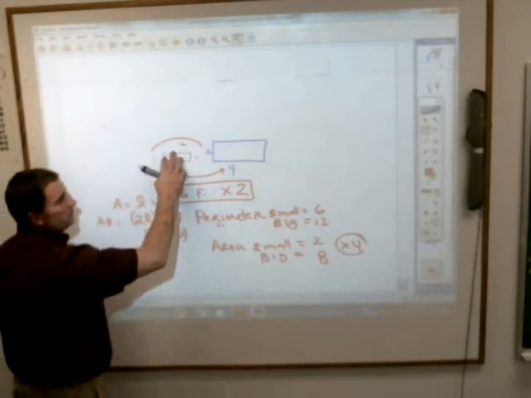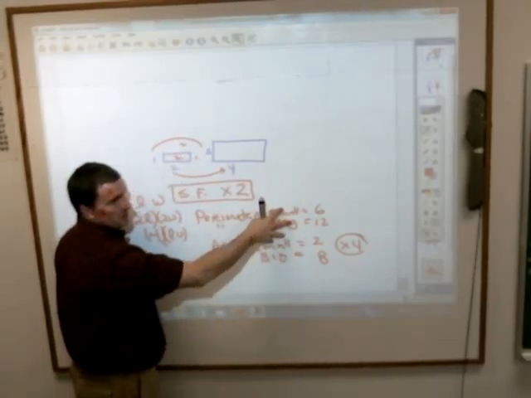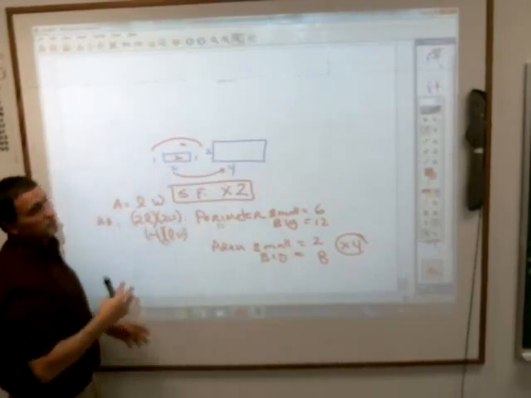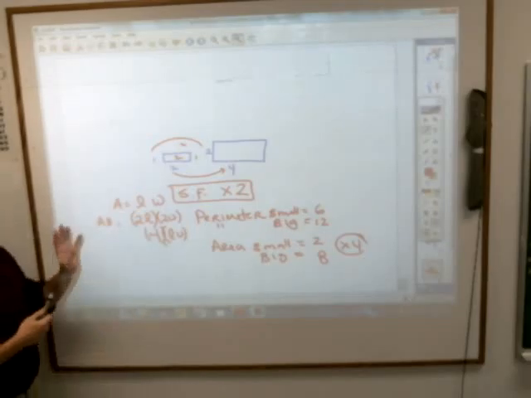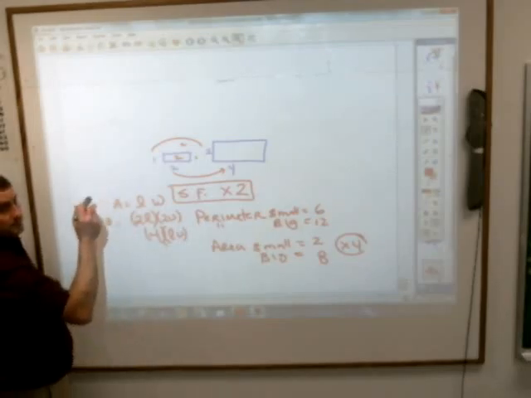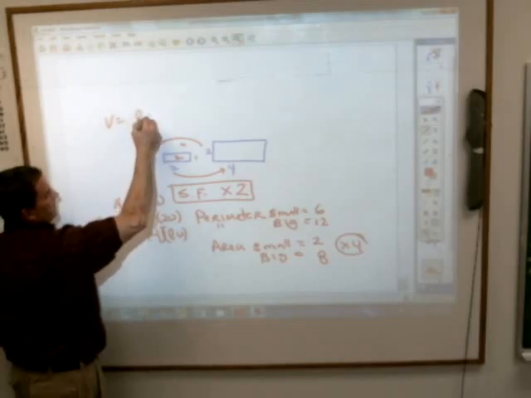And when you find perimeter, you're not multiplying by anything, you're adding. That's why it doesn't change, because each one is just added together. But when you multiply, the same thing happens with volume. When you do volume, what's the formula for volume? Length times width times height.